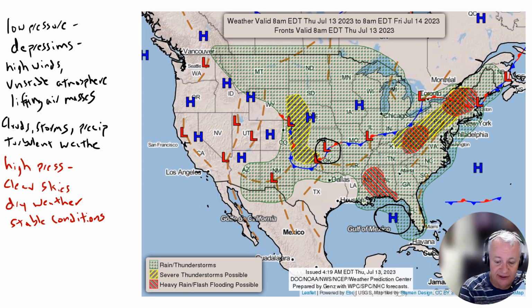Another important factor in weather are cold fronts and warm fronts. So right here on this map, this line with a pointy edge is a cold front. So what that means is that cold air is pushing in this direction. So this is sort of a mass of warmer air here. This is a mass of cooler air here. Those fronts often lead to changes in weather.